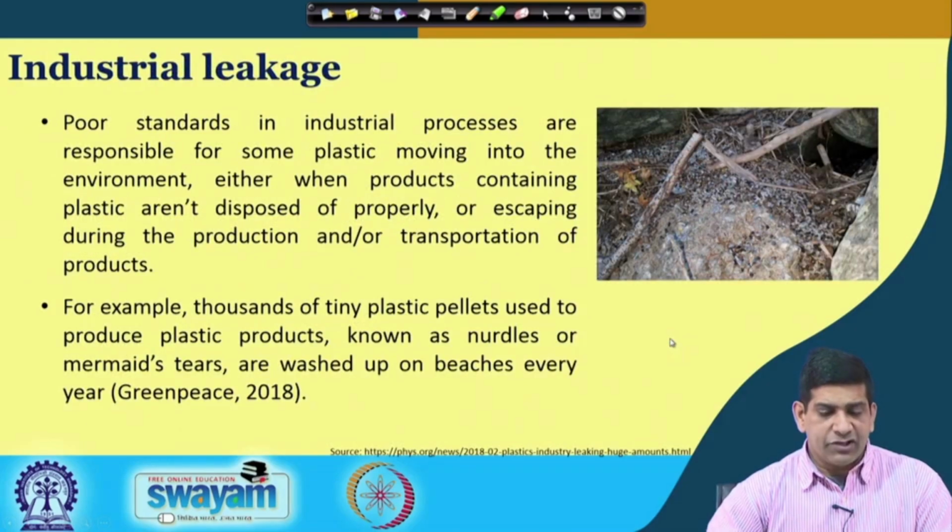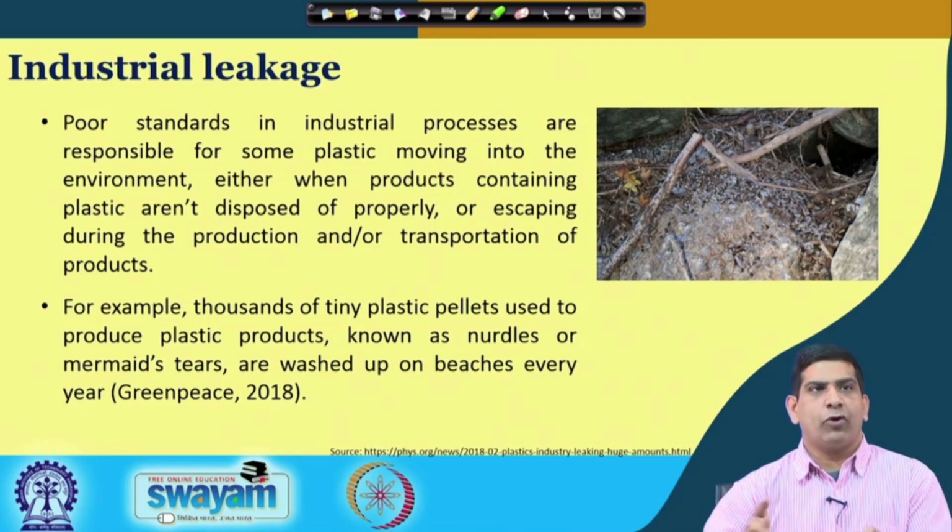So, industrial leakages, where there are poor standards in industrial processes. This is where plastic moves into the environment, either when products containing plastic are not disposed of properly, or when plastic escapes during production, where you are producing and lose some plastic along the way.